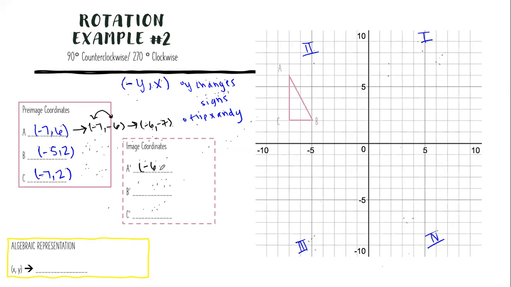So that will be A prime. Okay. B, negative 2, negative 5. Say it again. Negative 2, negative 5. Yes. You were doing the first step. So I'm gonna change the sign of y, so positive 2 becomes negative 2, then I'm gonna flip them. And so that will make negative 2, negative 5.